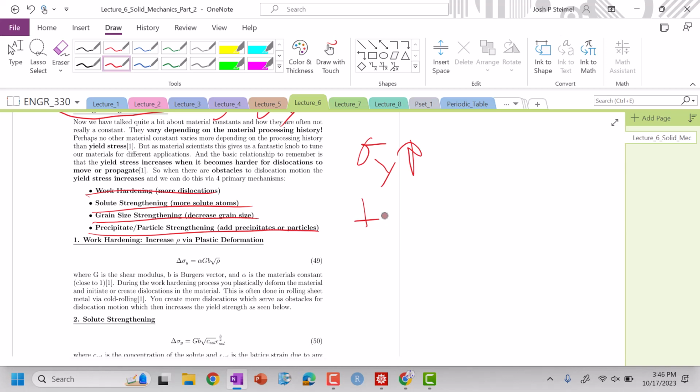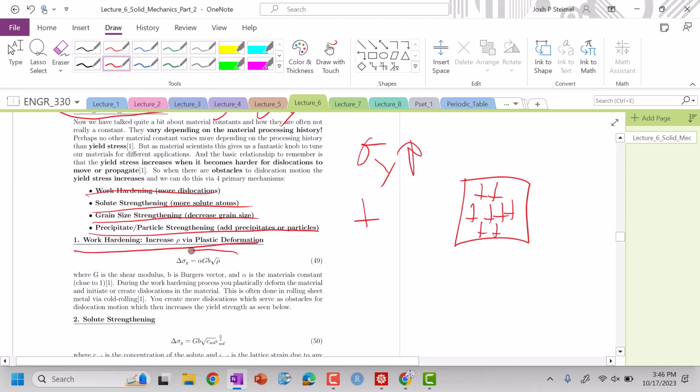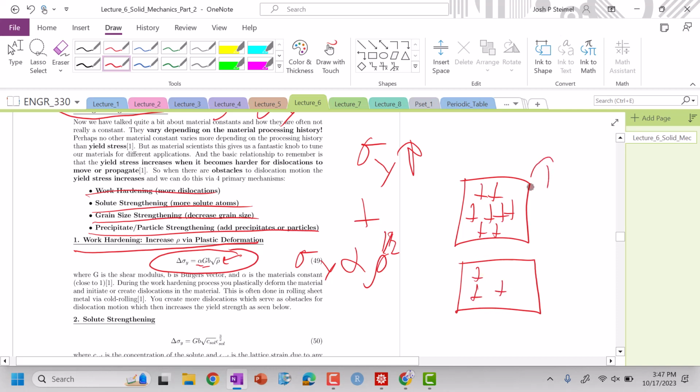So if I cold work a material, I am going to increase the density of dislocations. So you can see here, if I work harden a system, my yield strength is proportional to several parameters, but the key one that's going to change is that my yield strength is proportional to my dislocation density to the 1/2 power. So if I have a highly cold worked material versus a material that looks like this, which one is going to have the higher yield stress? Well, from this equation, it's going to be number 1.